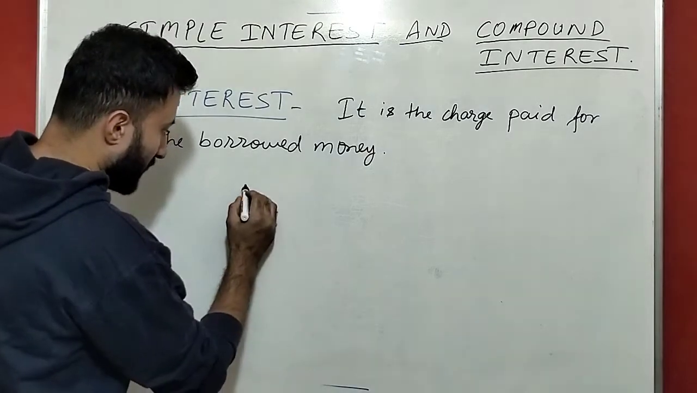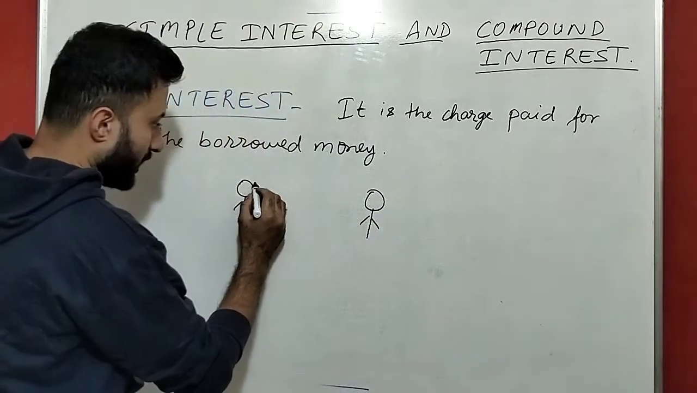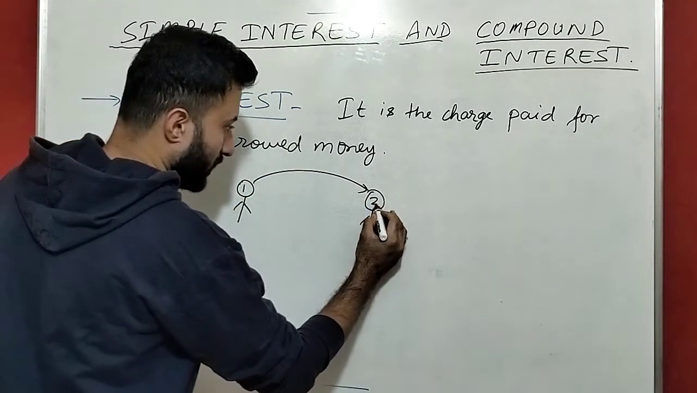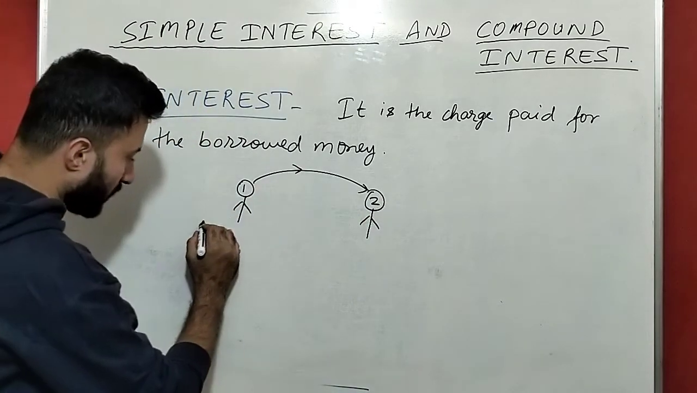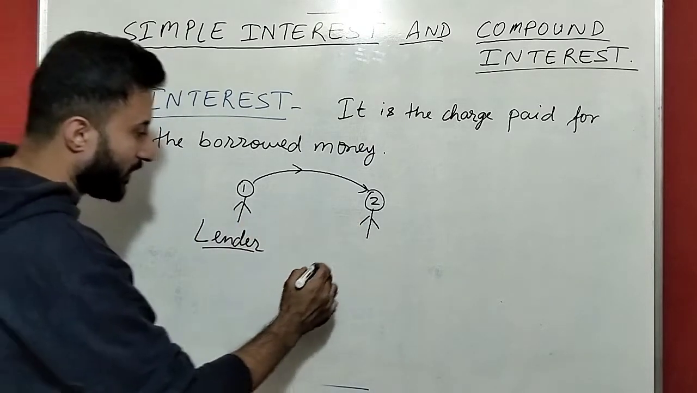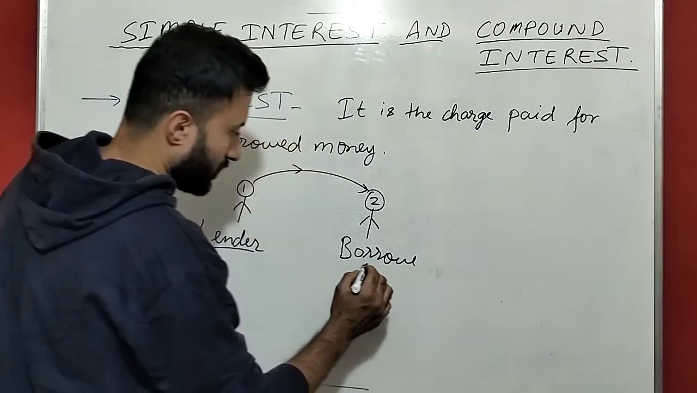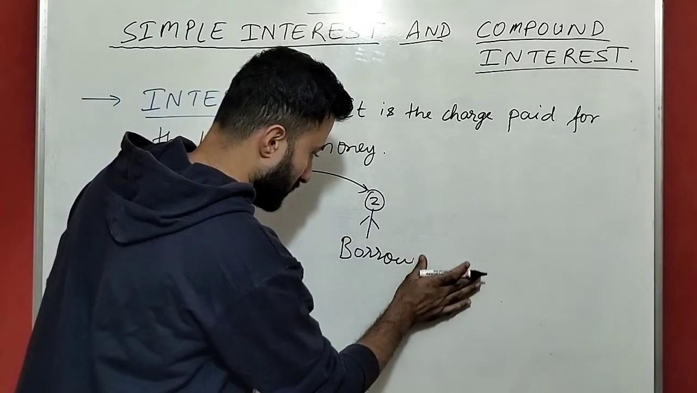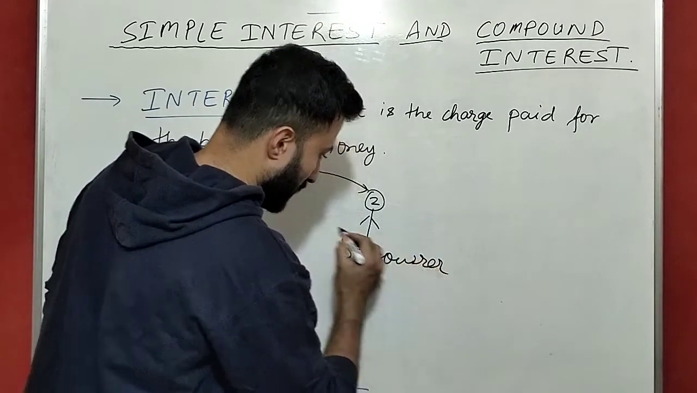Suppose one person is giving money to another person. Person 1 is giving the money to person 2. So person 1 is the lender, who will give the money, and the one who will take the money is the borrower.